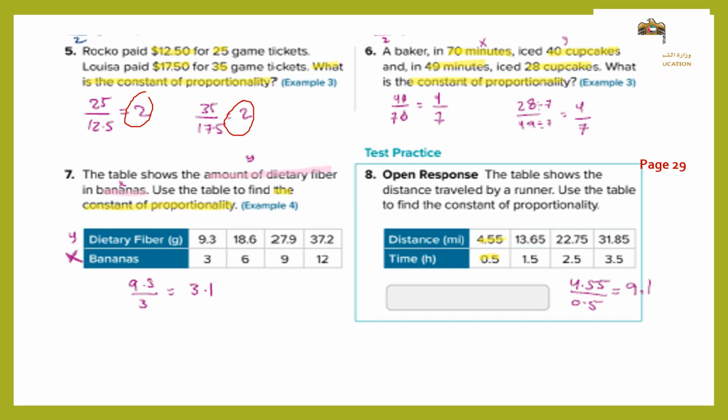Here also the same way, 40 divided by 70, 28 divided by 49. Both cases you are getting 4 over 7, 4 over 7. So that is the constant of proportionality. Here also the same way, 9.3 divided by 3, 18.6 divided by 6. Like that you can do. 3.1 is the constant of proportionality.